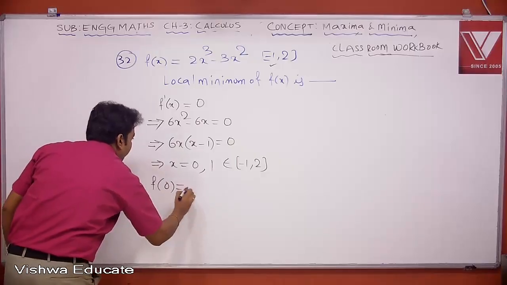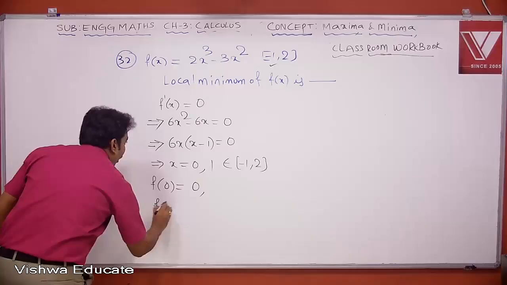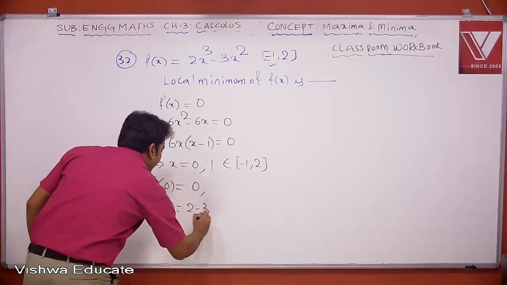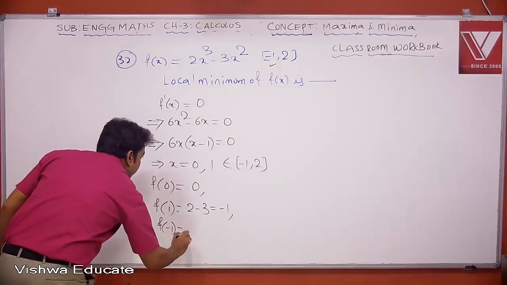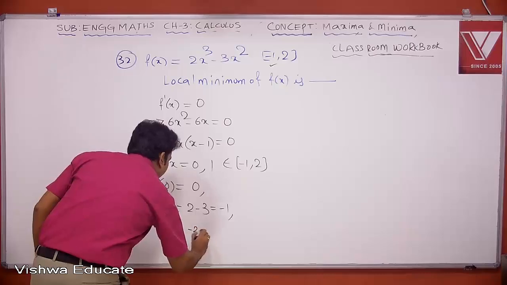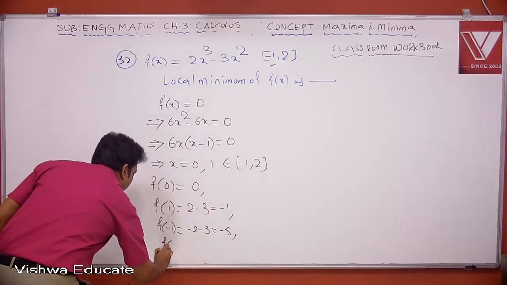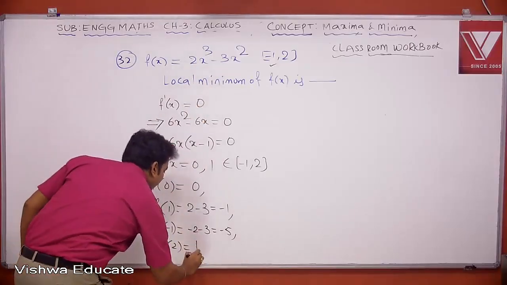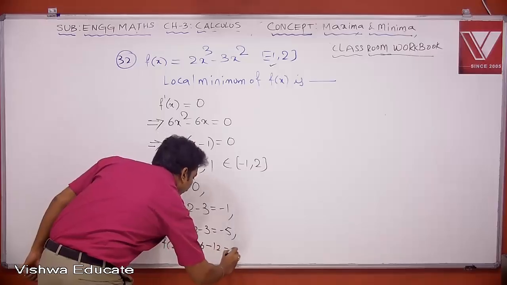F of 0. When you replace x by 0, the result is 0. F of 1 is 2 minus 3, it is minus 1. F of minus 1 is minus 2 minus 3, so this is minus 5. F of 2 is 2 into 2 cube, 16, minus 3 into 4, which is 12, equal to 4.